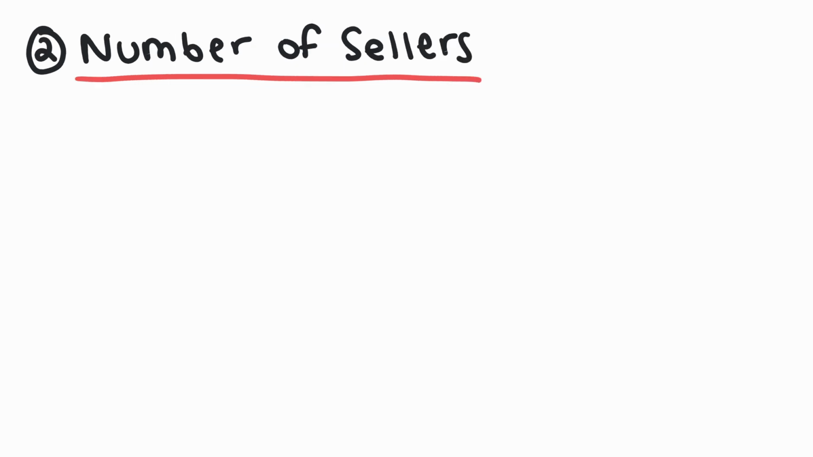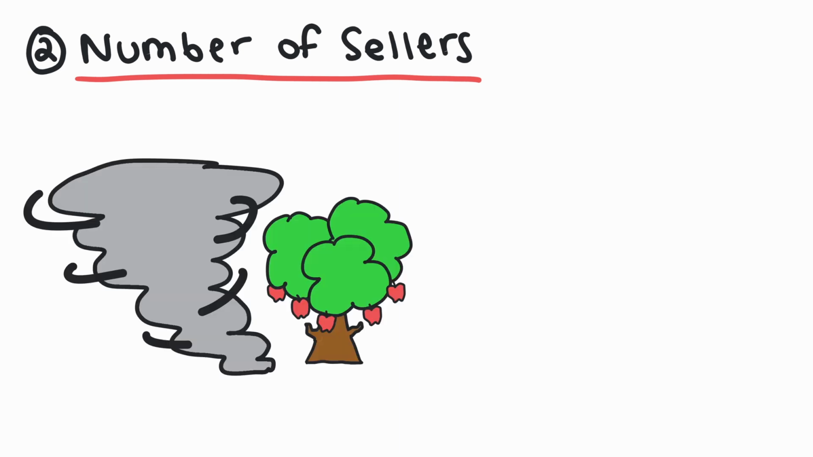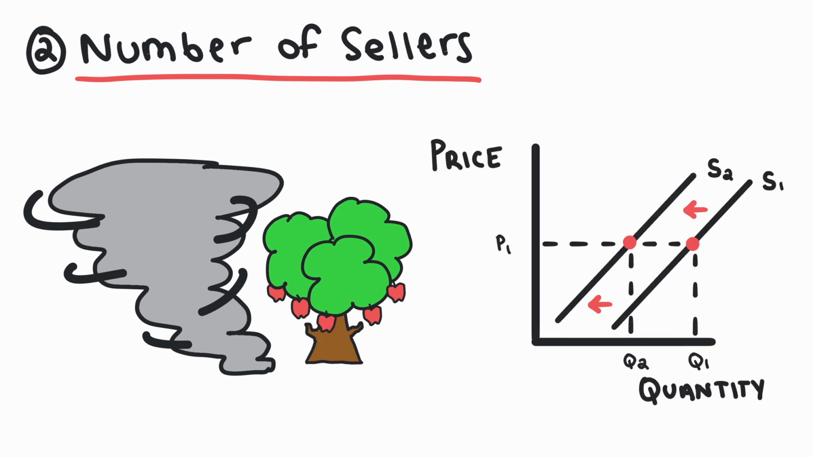The second shifter is the number of sellers. If there's a change in the number of producers or sellers in a market, that'll naturally change the amount of the product that's being supplied. If a bad storm destroys some apple farms, the supply of apples will decrease, shifting the curve to the left.